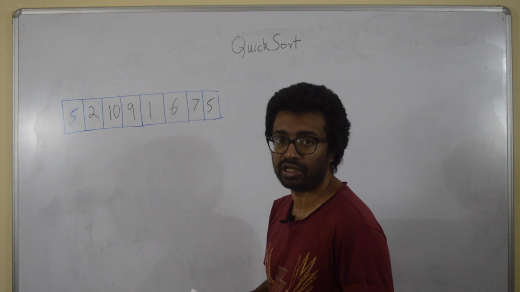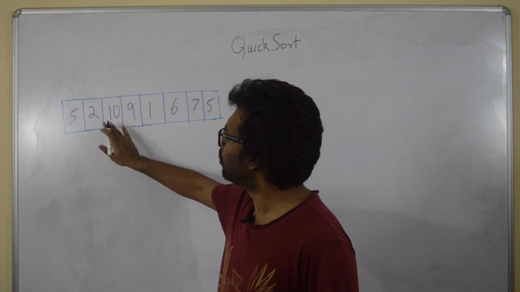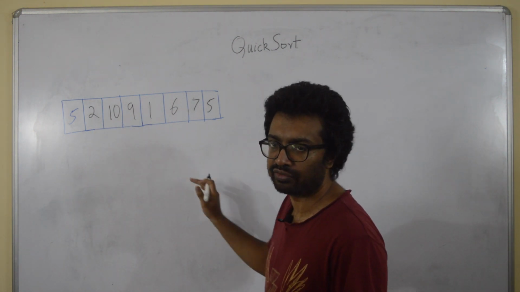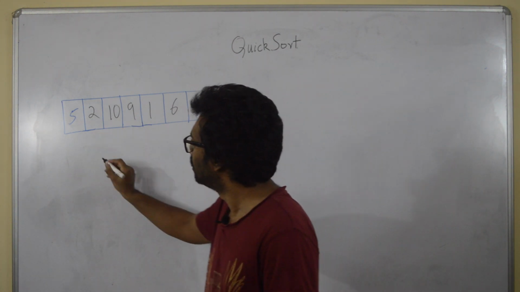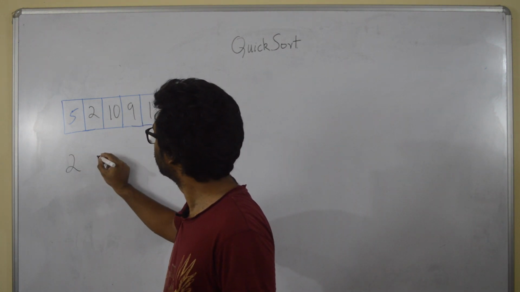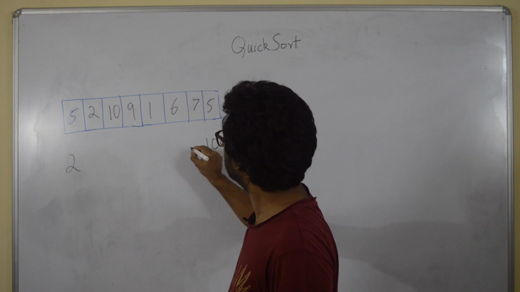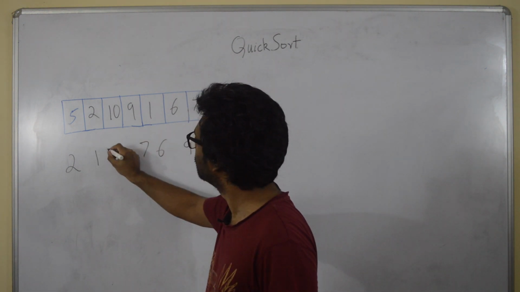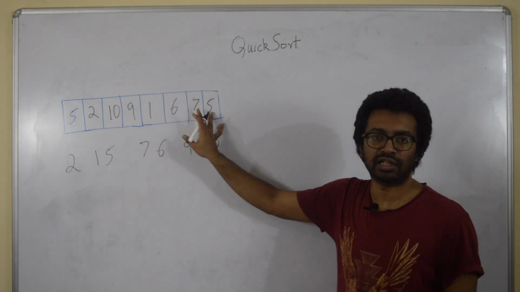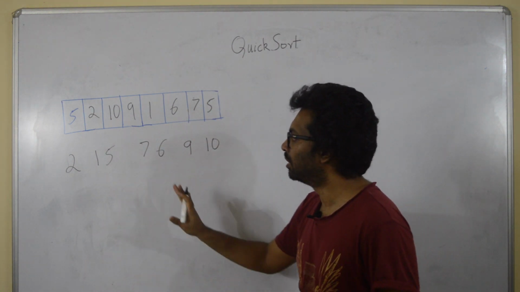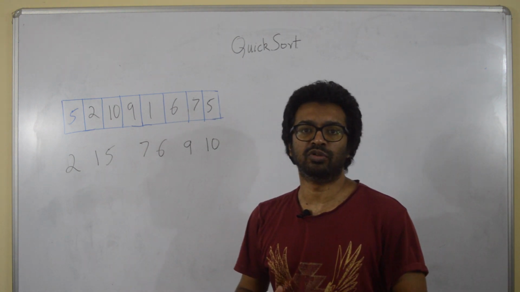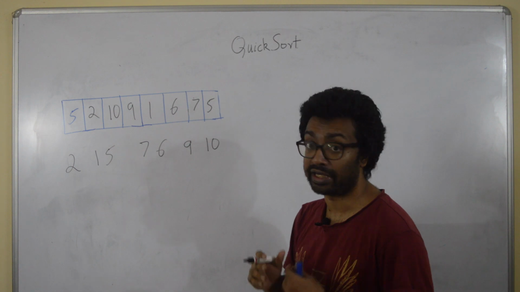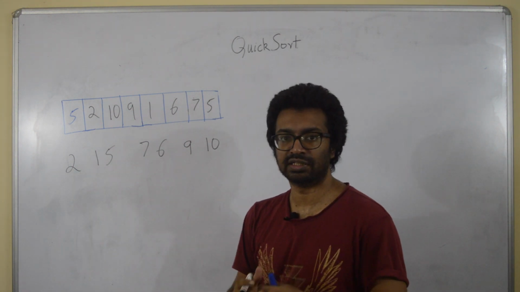I'm going to create a new array, and I'm going to copy everything less than 5 to the left of the array and everything greater than 5 to the right of the array, as they come. So 2, 10, 9, 1, 6, 7, 5. As you can see, there is another 5, and I'm going with the assumption that on the left side it's going to be less than or equal to the pivot, and the right side is strictly greater than, and left side is less than or equal to.